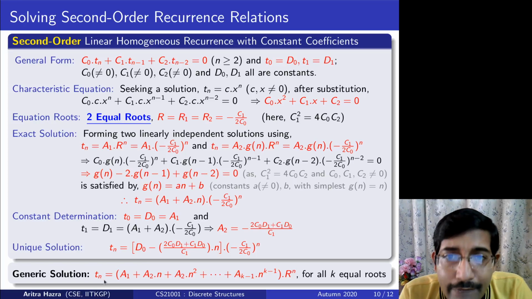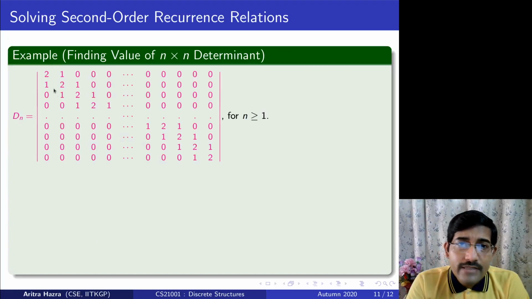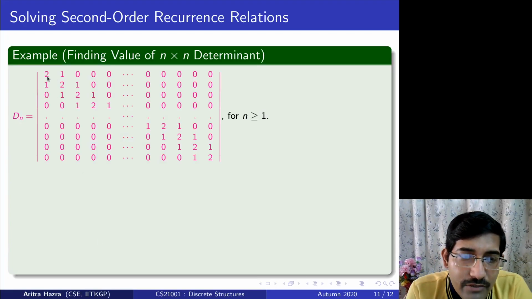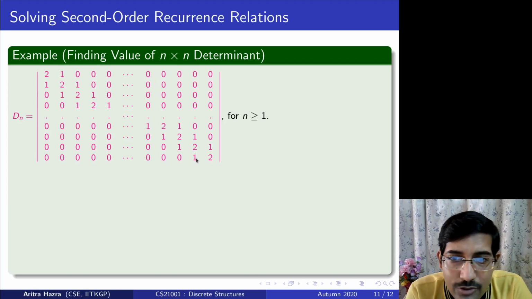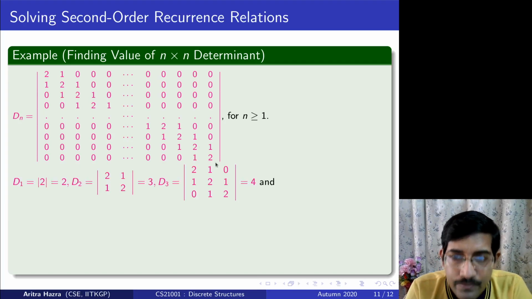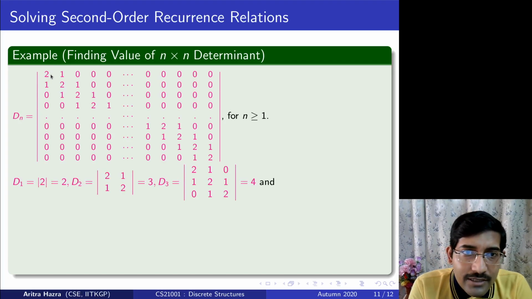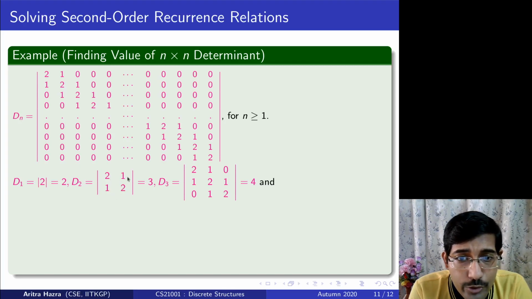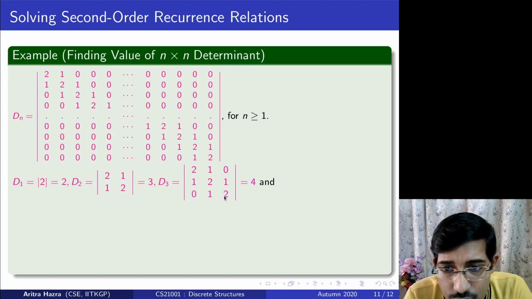Let us end up with an example where we see two equal roots. Same determinant example: we give the value 2, 1 followed by 1, 2, 1, 1, 2, 1 and so on, ending with 1, 2. What is your D1? D1 is just 2. What is your D2? D2 is 2, 1 and 1, 2. So 2 into 2 minus 1 into 1, it is 3. What is your D3? If you solve this one, you will get 4.